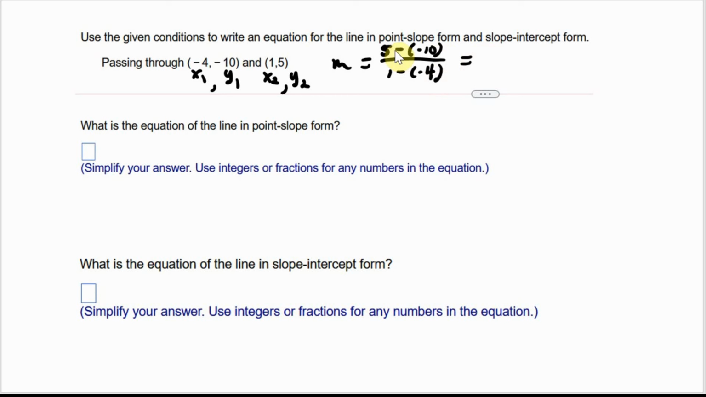So this becomes 5 plus 10, that's 15, all over 1 plus 4, that's 5, that equals 3. So I take the slope and just one of the points. I'm going to take the one that has the (1, 5), because all those negatives will just throw you off. It throws me off too. So again, I always choose the easy numbers.